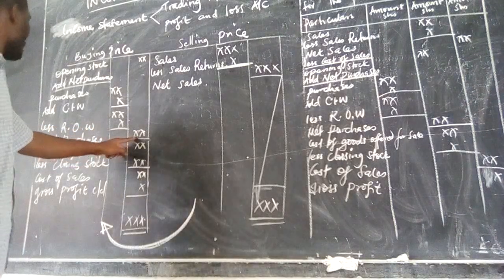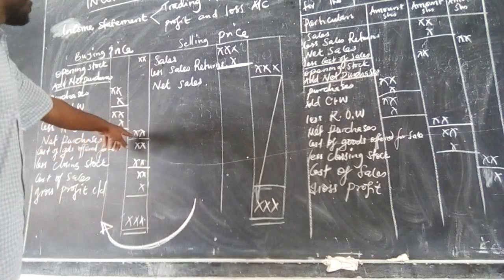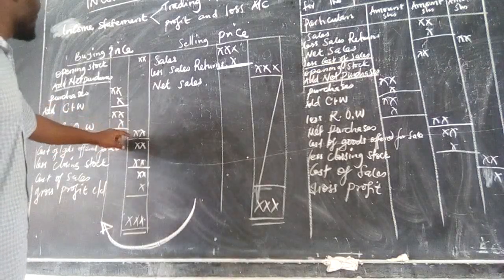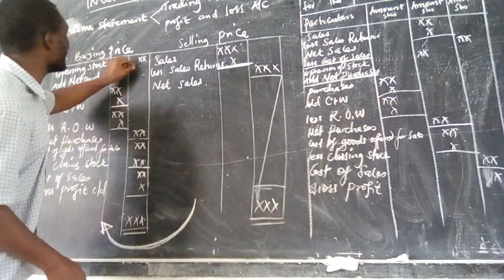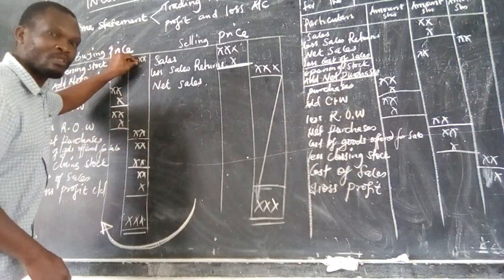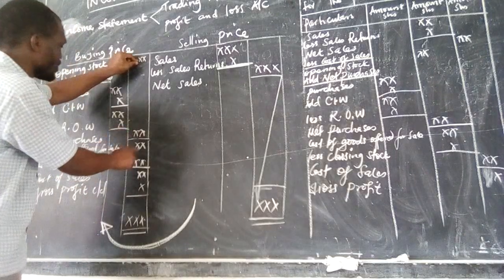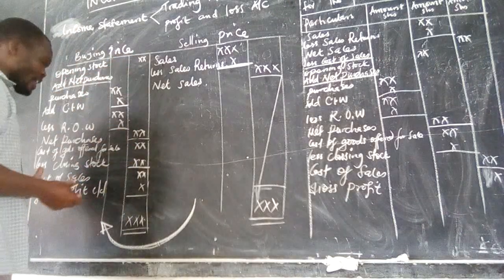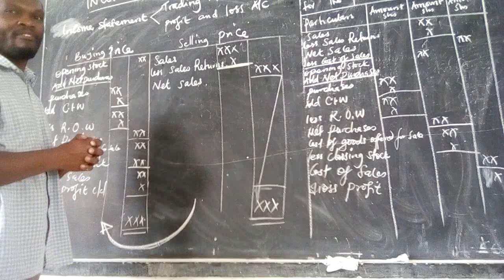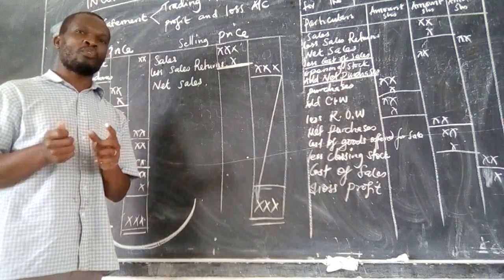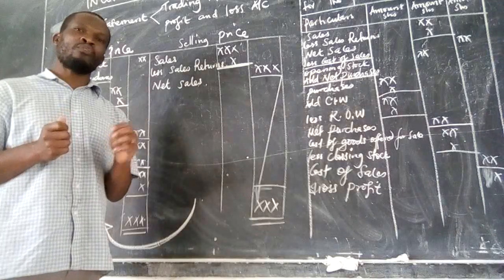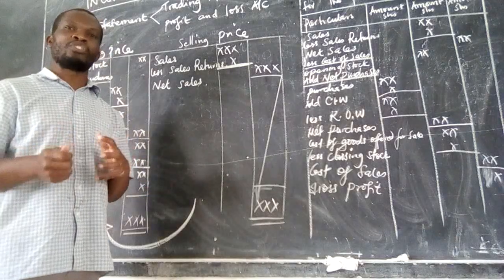After that, you add the net purchases to the opening stock. So opening stock plus net purchases, you get cost of goods offered for sale, or cost of goods available for sale. Just look at this scenario. There is a bit of confusion between cost of goods offered for sale and cost of goods sold.